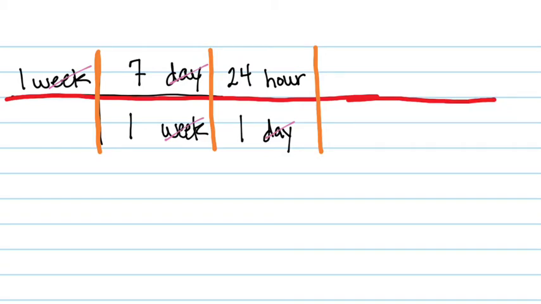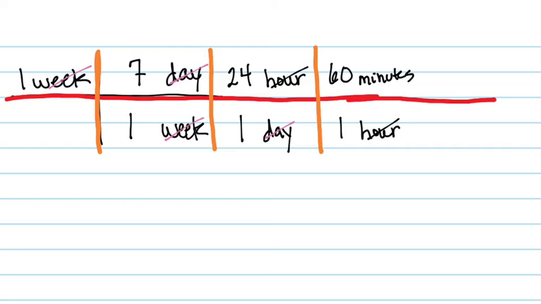So hours, still trying to get to seconds. Well, for most of us, from hours, we would go to minutes. And you know how many minutes are in 1 hour. It is 60 minutes in 1 hour. And now I can see that hours cancels, and we're left with minutes.